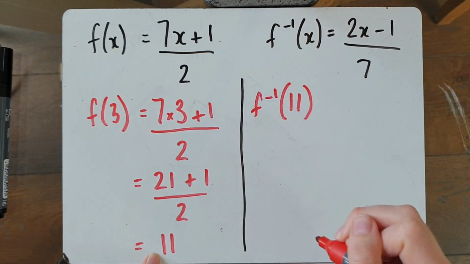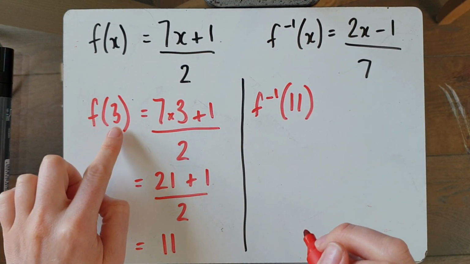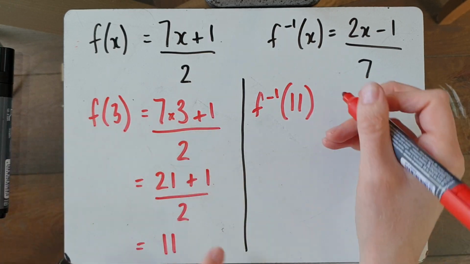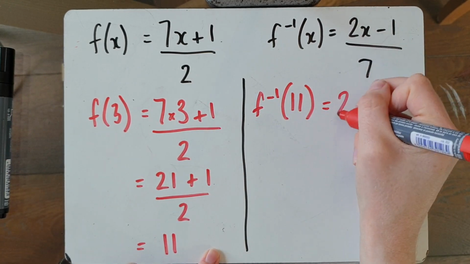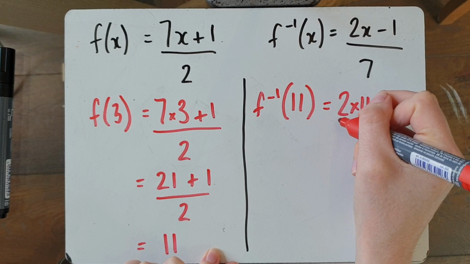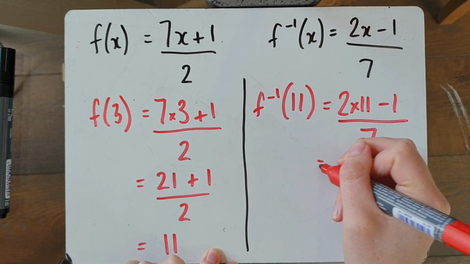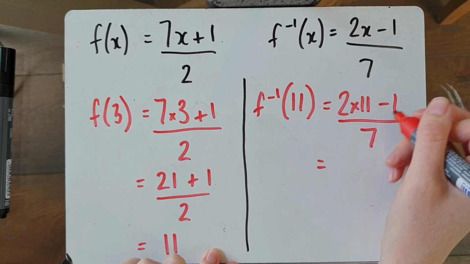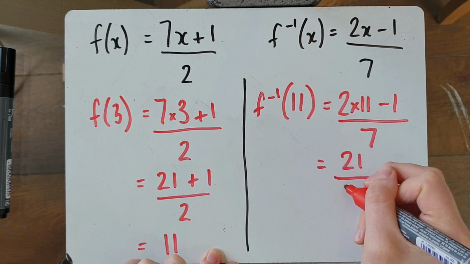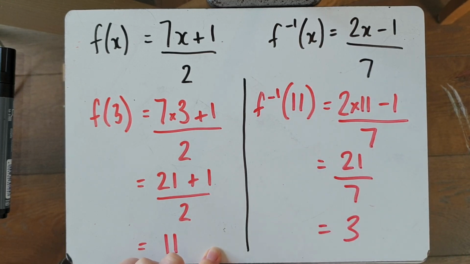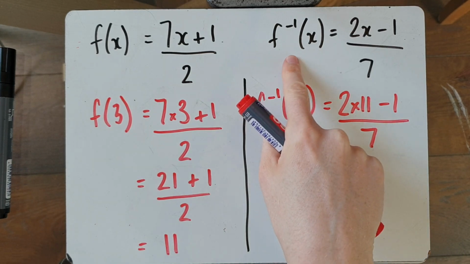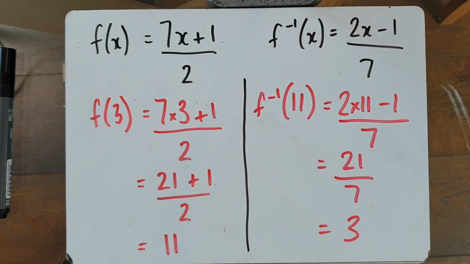So f inverse of 11 should take me back to 3 because it should reverse all of this. So I'm going to have 2 times 11 minus 1 over 7. That will give me 22 minus 1, so 21 over 7, which is 3, which is what we started off with. So the inverse function has reversed what the original function has done.